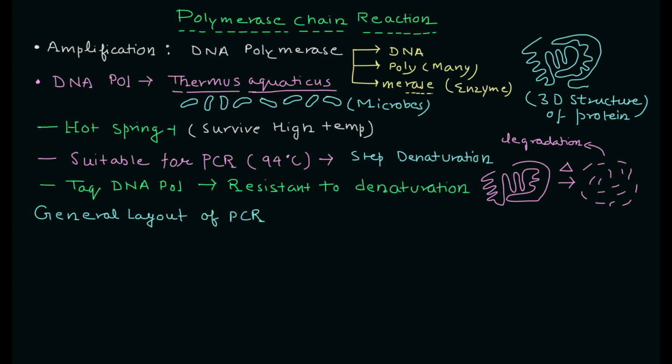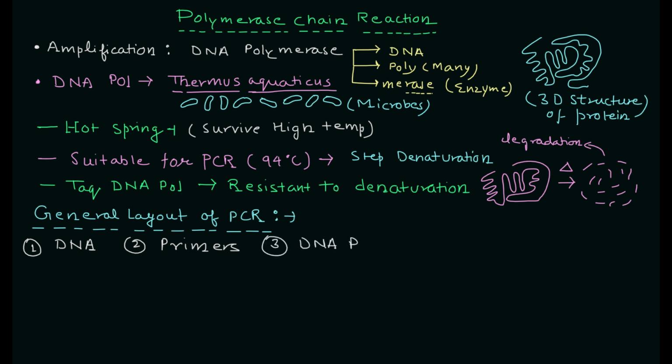Now let's move on to the general layout of the PCR reaction, where you have four important components. I'll broadly classify them in different parts. One, you have the template DNA. Second one is the primers. Third one is DNA pol, which is DNA polymerase. Fourth one is the additional factors. In additional factors, you have buffers and dNTPs, because you want to amplify the molecule.